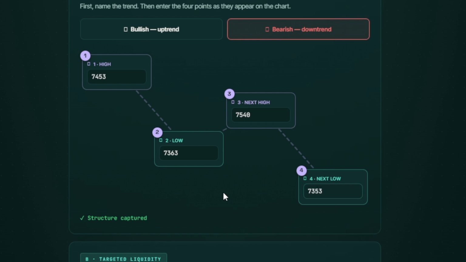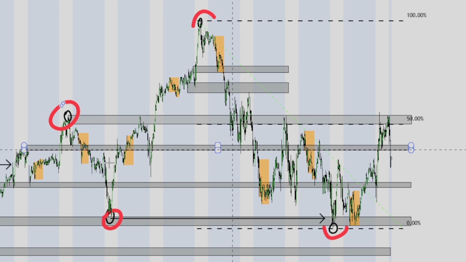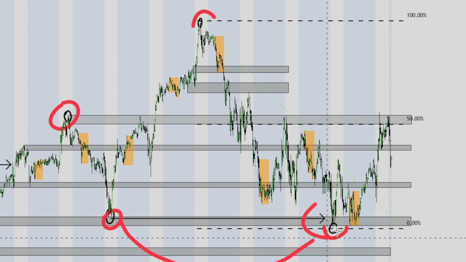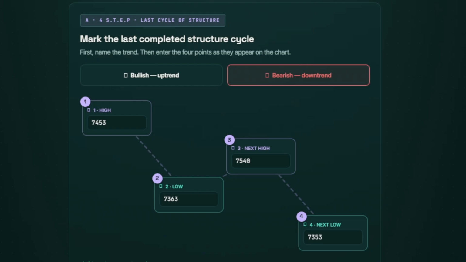73.53. Okay, so what will happen is the system will prompt you to type in a bullish or bearish trend, in which case it's bearish. Just to quickly go over that, the most recent low, the last structural break was the low, so that then defines it as bearish, right, according to the application.